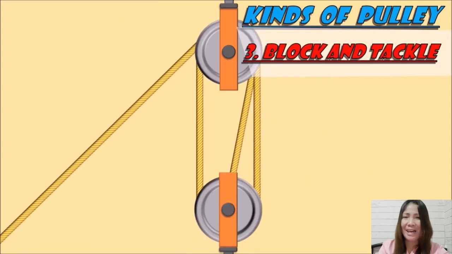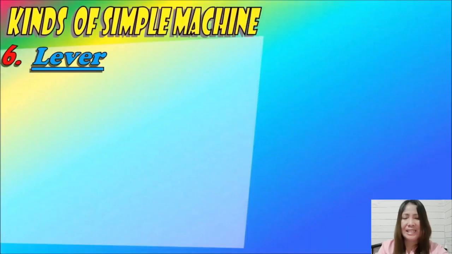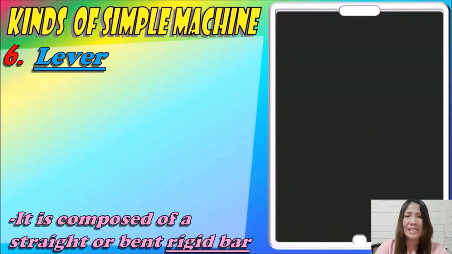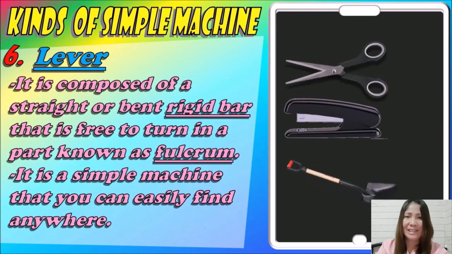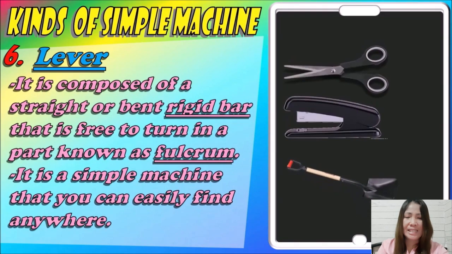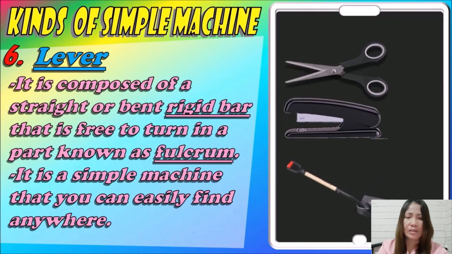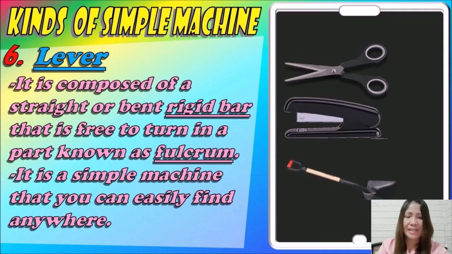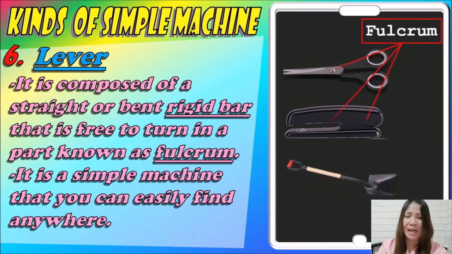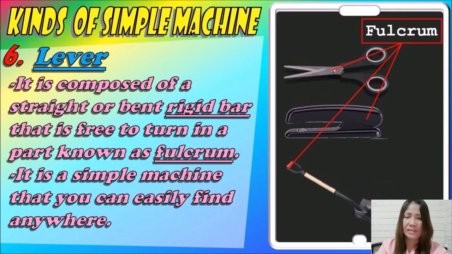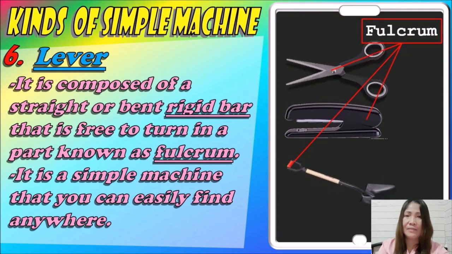ng bakal at simento. Let's now come to the sixth kind of simple machine, which is the lever. It is composed of a straight or bent rigid bar that is free to turn on a part known as fulcrum. It is a simple machine that you can easily find anywhere.